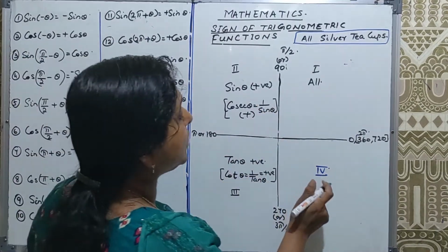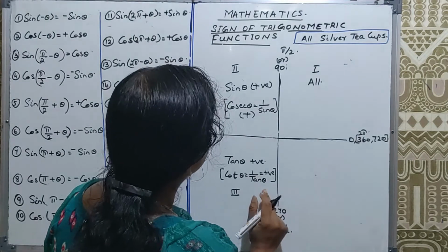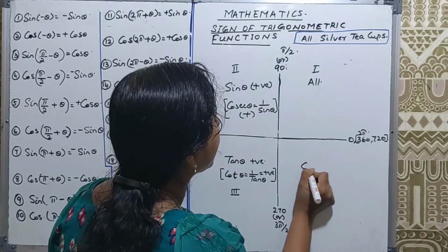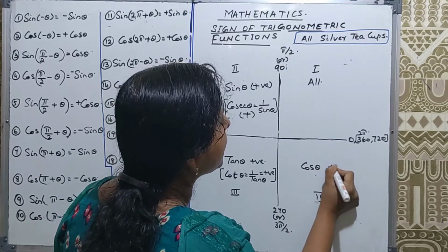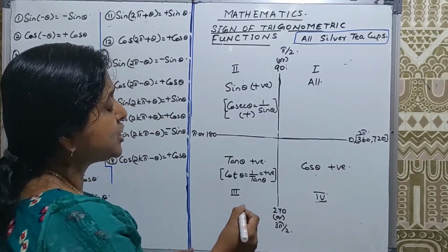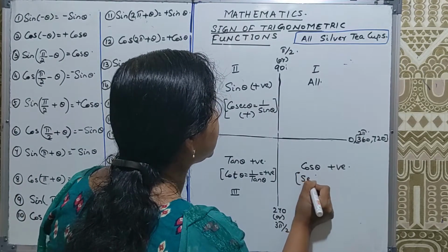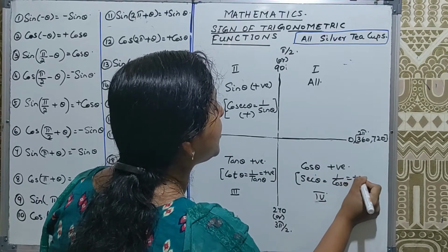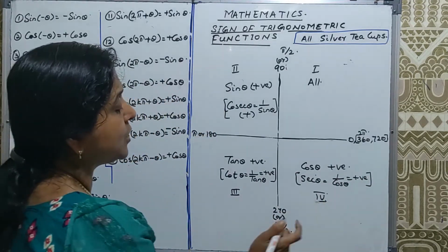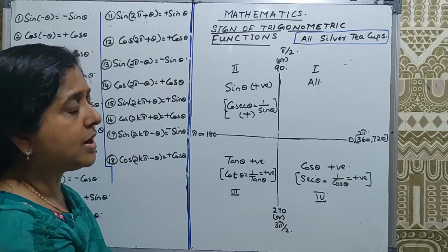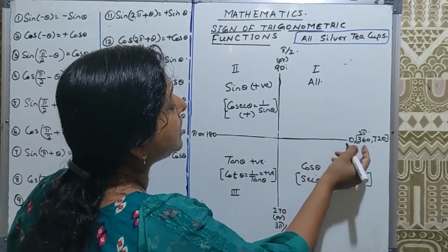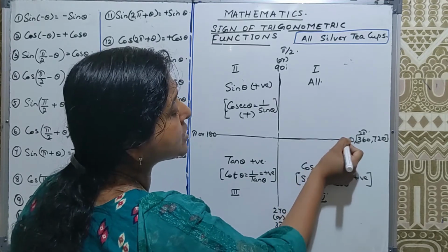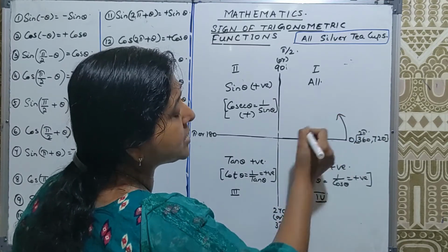Next on teacups, cos theta. So we'll write cos theta. Cos theta will be positive and its reciprocal sec theta, 1 by cos theta, is also positive. Now here all the values from 0 to 90 degree are positive. Means all the acute angles are positive.